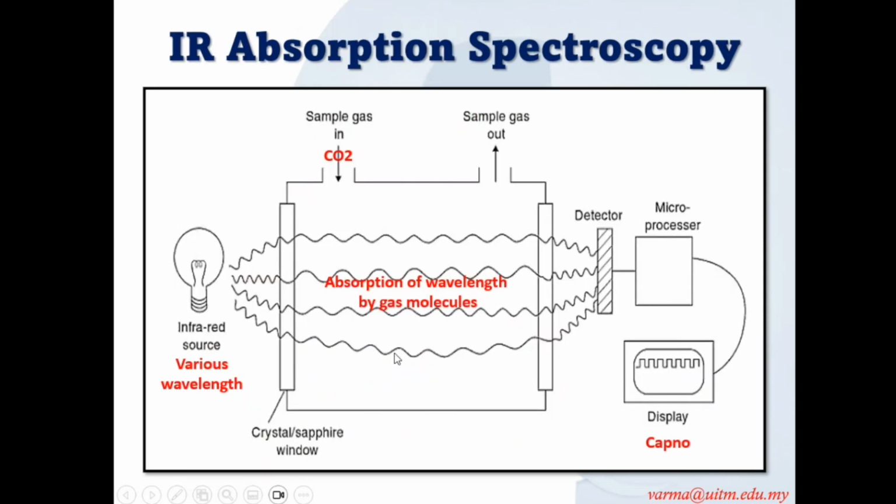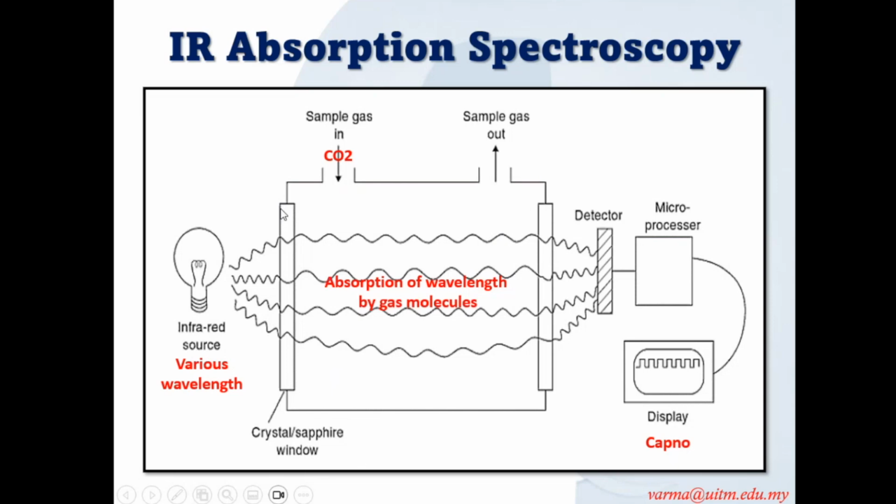Okay. Then this is a simplified diagram of infrared absorption spectroscopy that you should be able to draw. You can just put a circle here to say it's an infrared source. Then you must draw the two ends. This is a sampling chamber. At the two ends, you must mention there is a crystal sapphire window, and the importance of it.